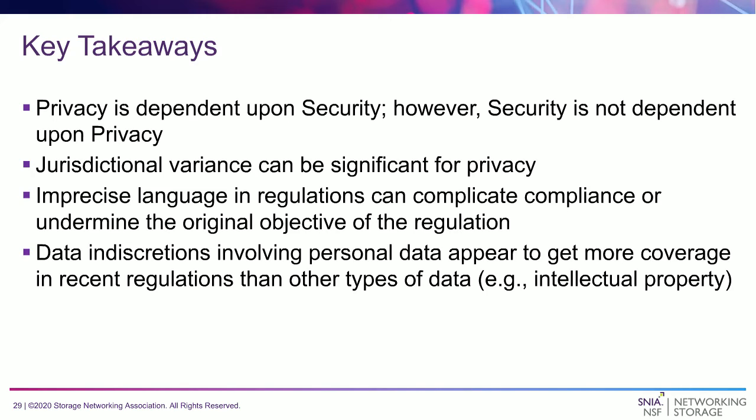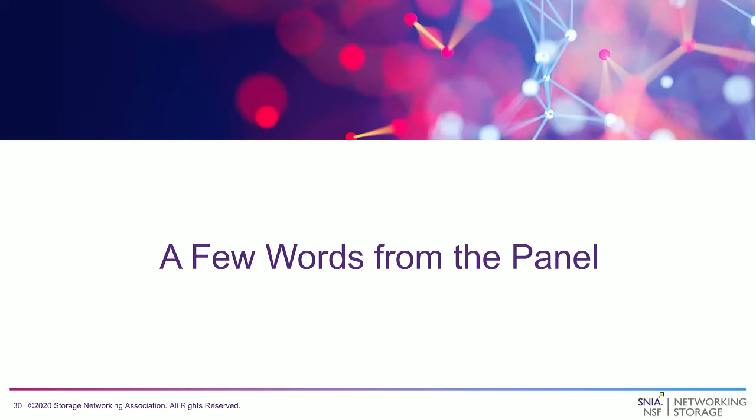Some of the imprecise language in the regulations, we've given you a few examples here. It can certainly complicate compliance and in some cases really undermine the original objective of the regulation itself. And then lastly, some of the indiscretions from a data perspective as it relates to personal data. It gets more coverage in certain regulations than other types of data, things like intellectual property, just as one example. So I'll turn it back to Jay for a panel discussion at this point.